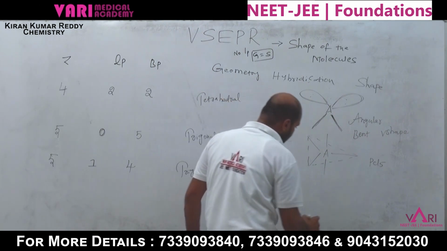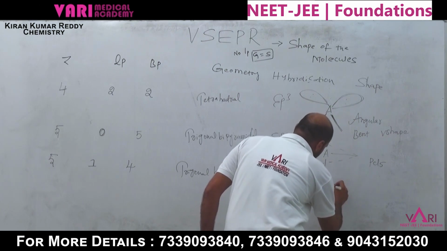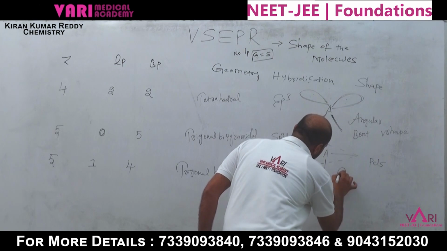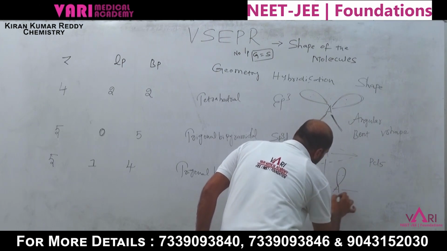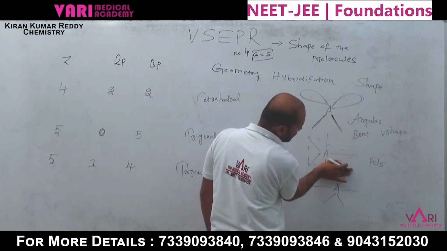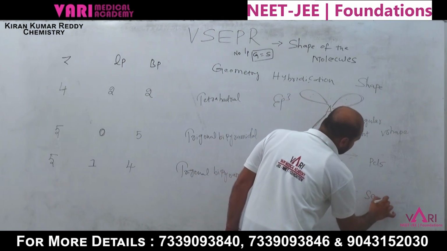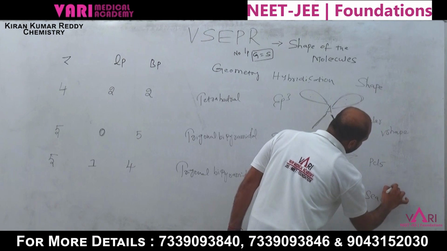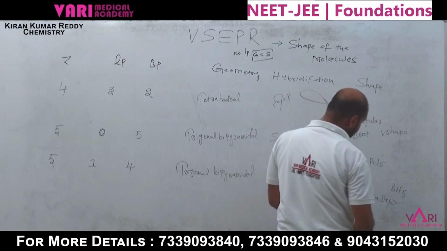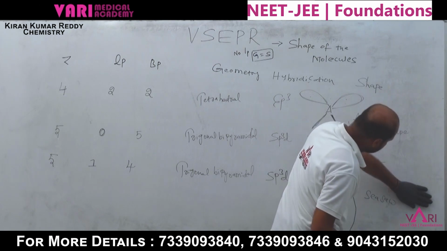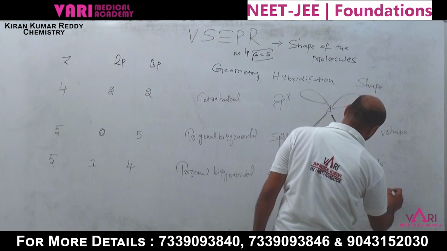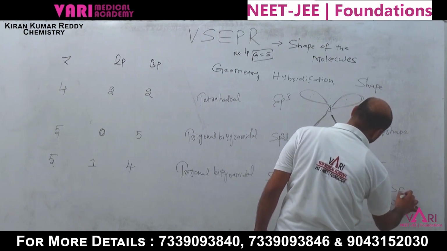And the next one is sp3d hybridization. Here one lone pair is present. Where is that lone pair? Here, one lone pair, and how many bond pairs? 4 bond pairs are present. What is the shape? Seesaw shape. Example: SF4, one lone pair is present, SF4.